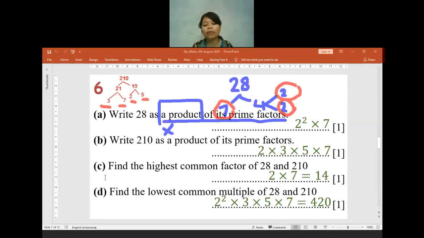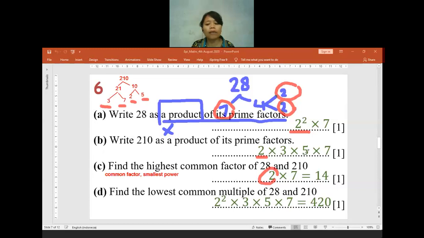Find the highest common factor. When it is the highest common factor, we have to find the common factors. After we find the common factors, we have to take the smallest power. So now let us check. From the product of each prime factor, there are two numbers that are common. This is 2 to the power of 2 and 2. They are common, so I have to take the smallest power. So I will take the number 2.